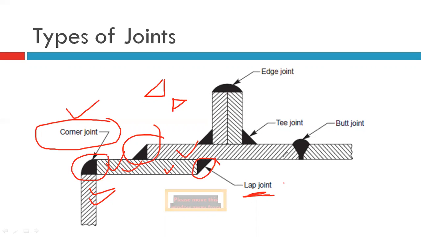Now another one, the T joint, right? Here it is a T joint. It looks like a T joint. This one, these vertical plates are joined to the horizontal plate. So we are calling it a T joint.